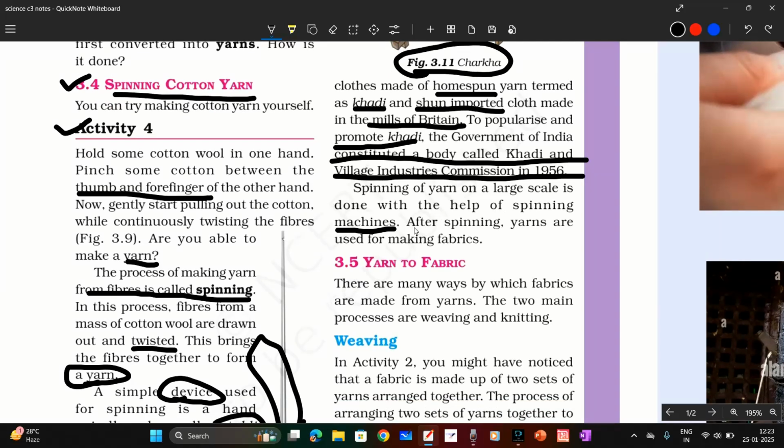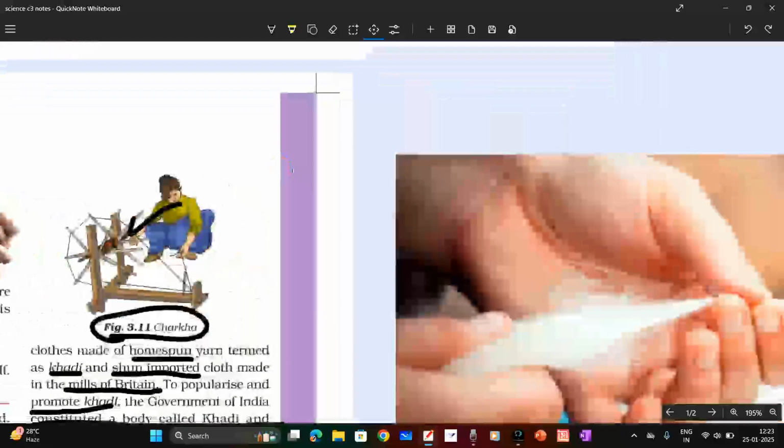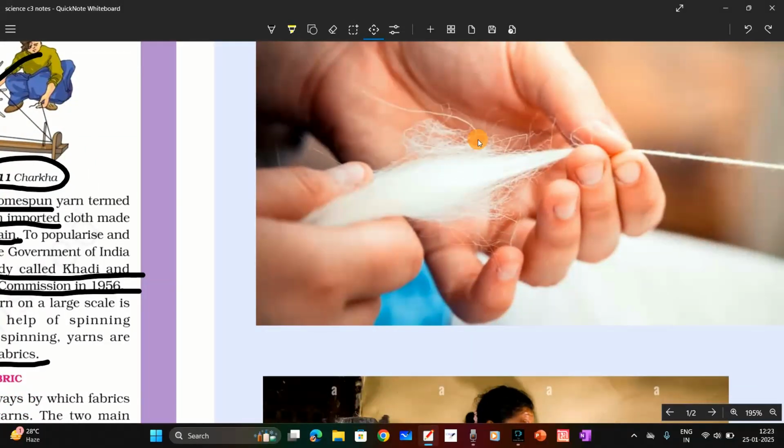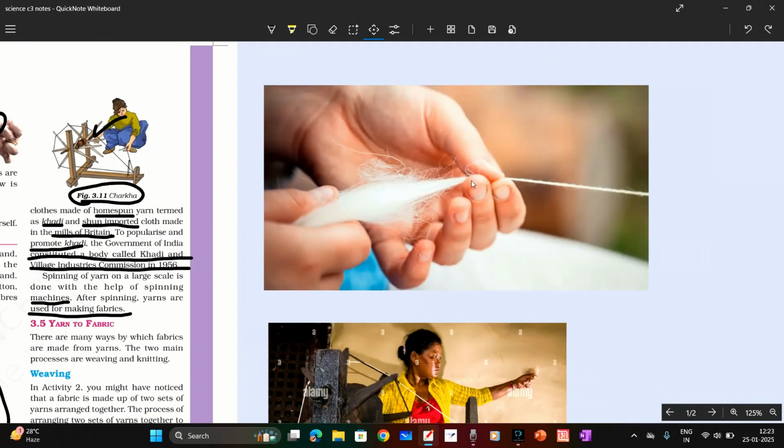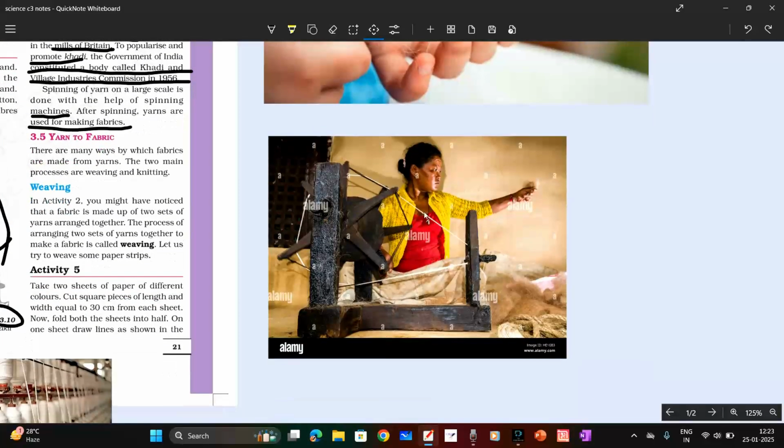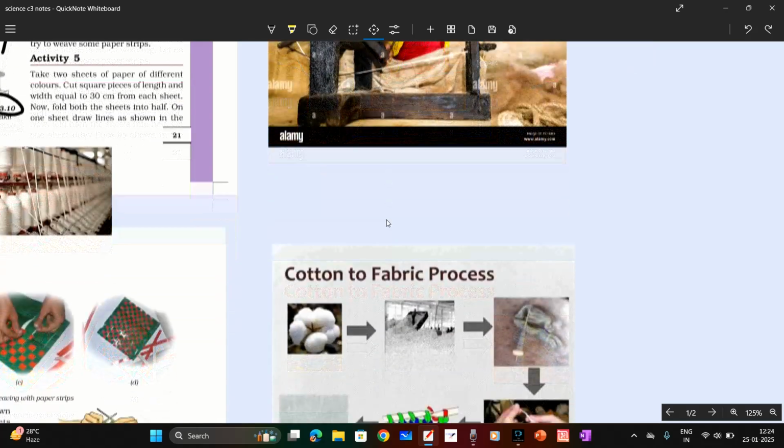From those spinning machines, after spinning we get yarn, and from that yarn varieties of fabrics are made. I will show you how they used to make it. This is cotton, as we have seen. By hand they used to hold one end of the cotton and pull it from the other end. And this was the charaka they used to make it with, after making it by hand.